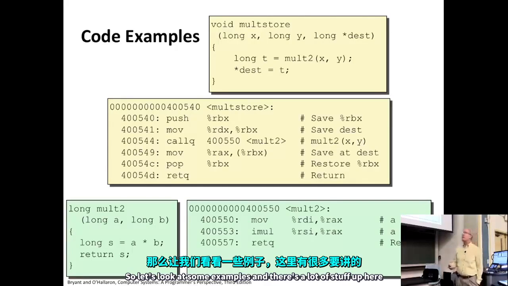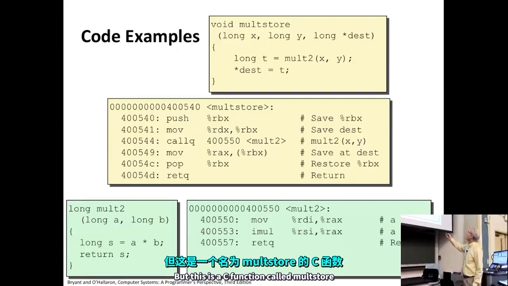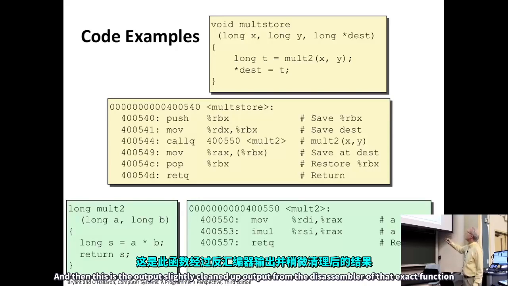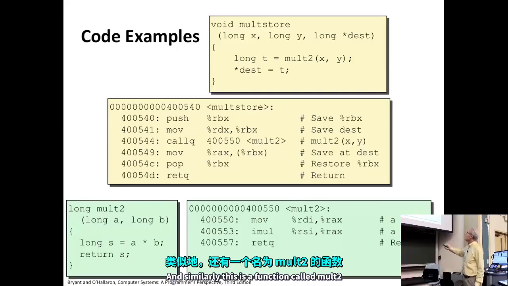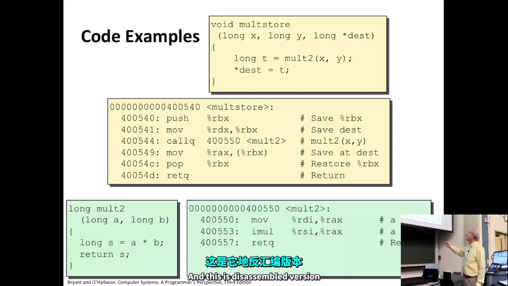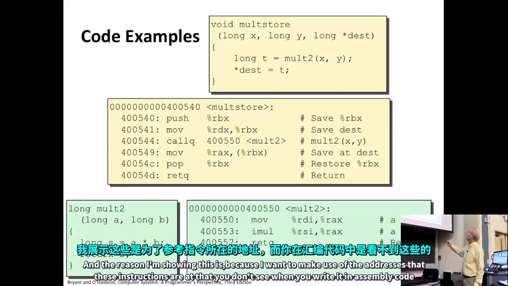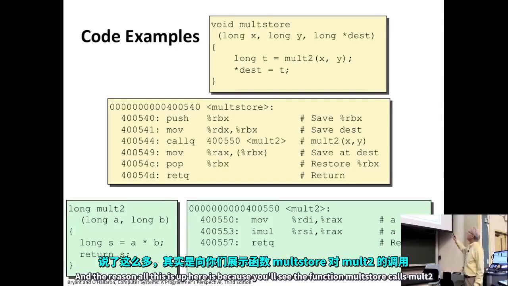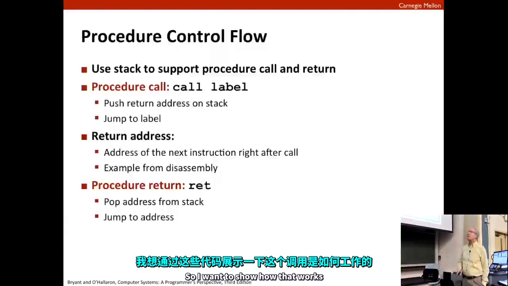So let's look at some examples, and there's a lot of stuff up here. But this is a C function called multStore. And then this is the output, slightly cleaned up output from the disassembler of that exact function. And similarly, this is a function called mult2, and this is its disassembled version. The reason I'm showing this is because I want to make use of the addresses that these instructions are at, that you don't see when you write it in assembly code, so I'm showing the disassembled version. And the reason all this is up here is because you'll see the function multStore calls mult2. So I want to show how that works.